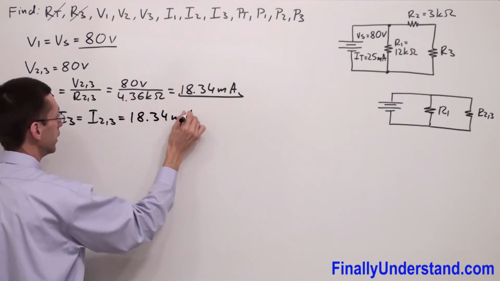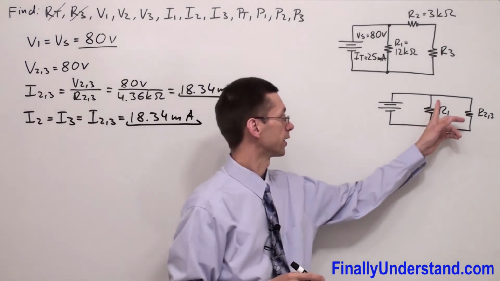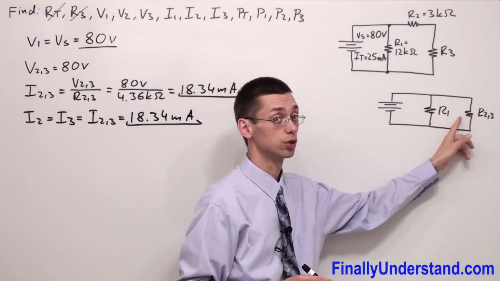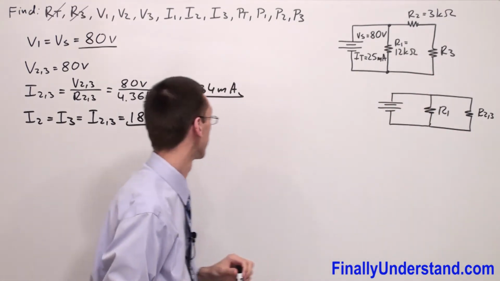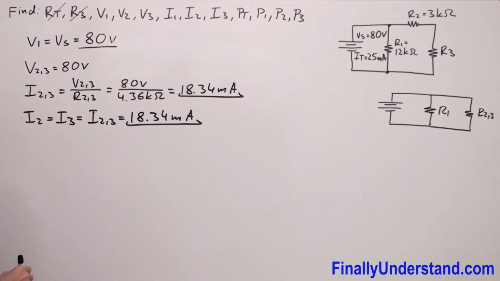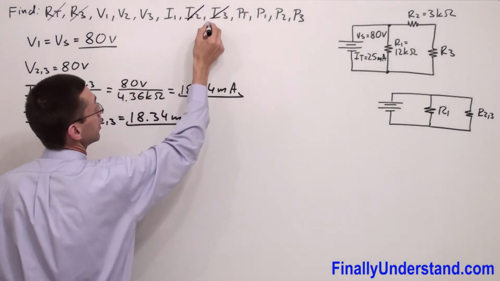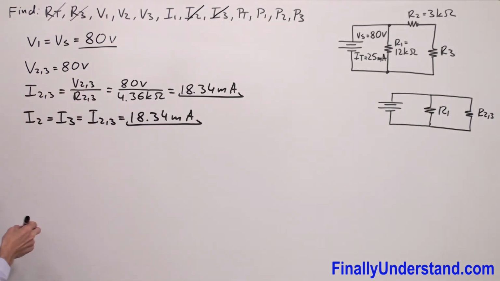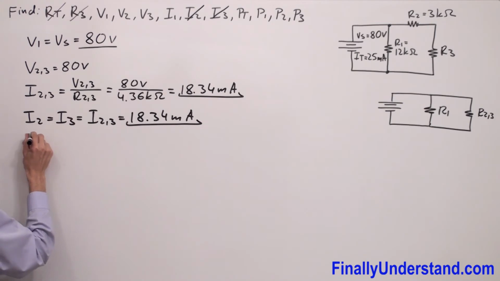18.34 milliamps. I call this I23 because this is the current which goes through this resistor, but this resistor represents these two resistors combined together. So we found I2 and we found I3. Next, we can find also I1.